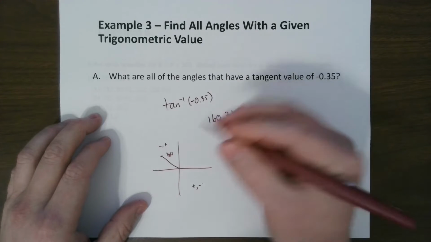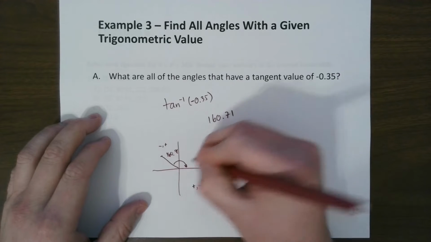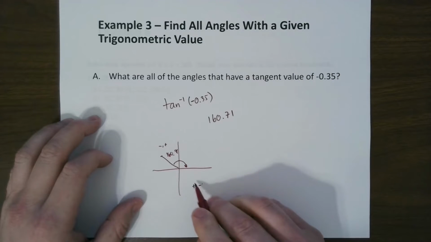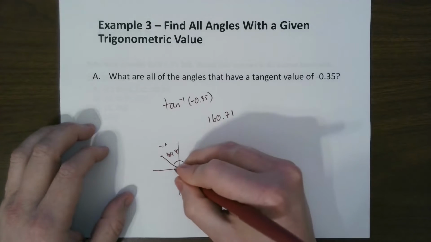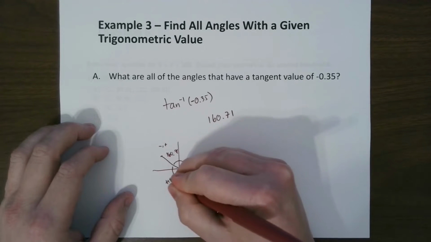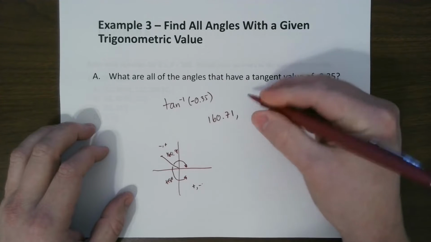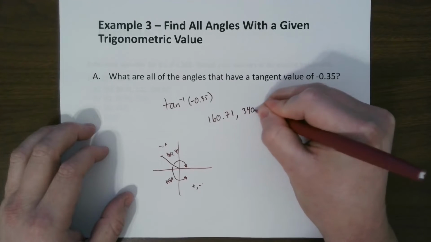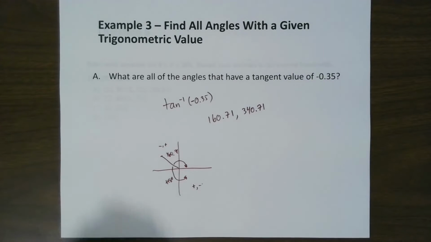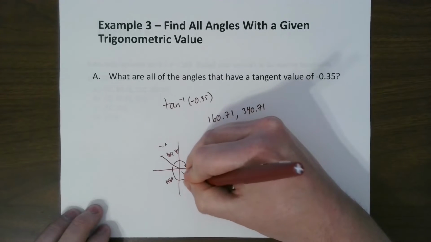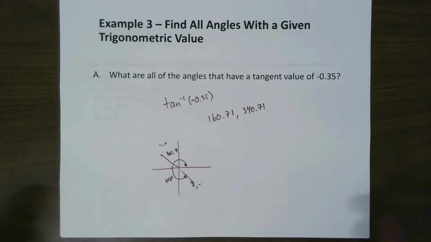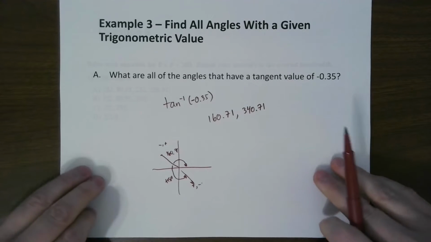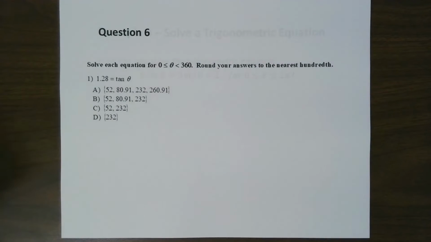160.71 is this angle. So we got to find it, what is it in this angle? Well, all we got to do is add 180 to it. And if we add 180 to it, we get 340.71. Because the other angle will be right here. So with tan, once you get one, just add 180 and you get the other one for free in general. Go ahead and try this one.